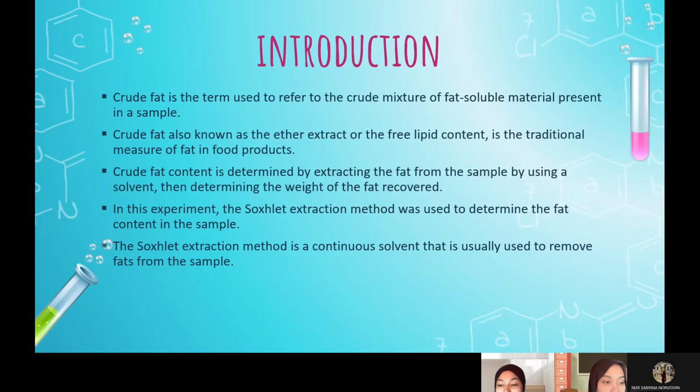In this experiment, the Soxhlet extraction method was used to determine the fat content in the sample. The Soxhlet extraction method is a continuous solvent extraction that is usually used to remove the fat from the sample.